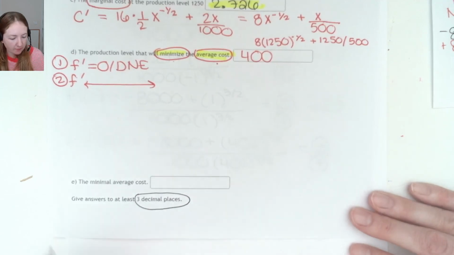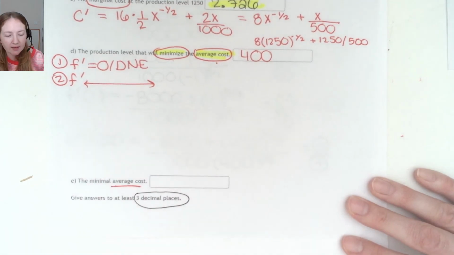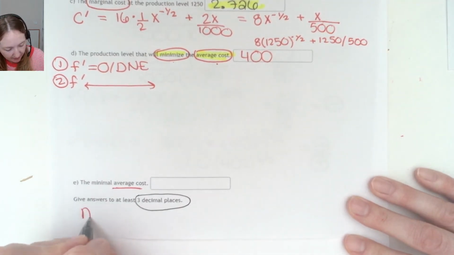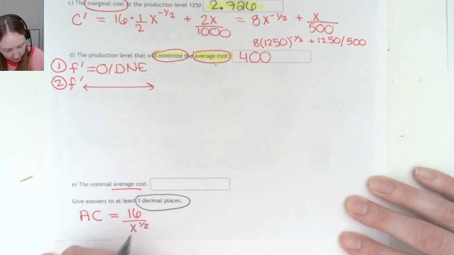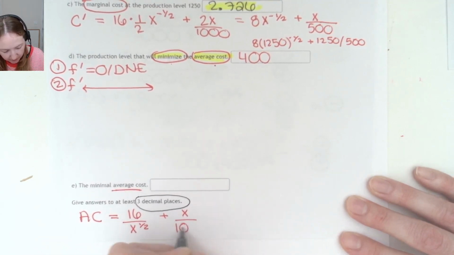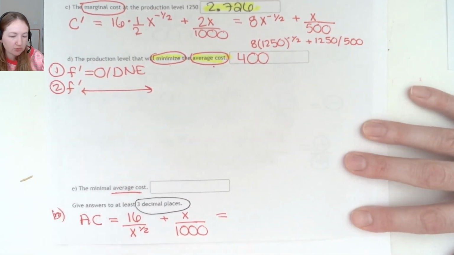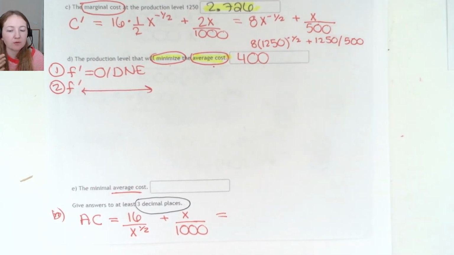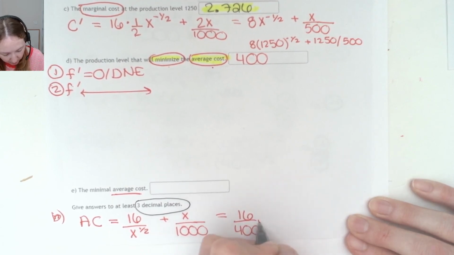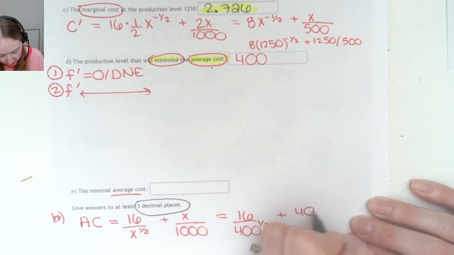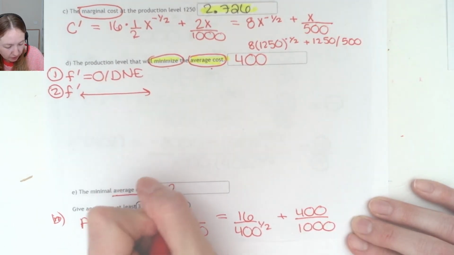And then to find that minimum average cost, we will simply plug in to the average cost function. So again, my average cost function was 16 over x to the 1/2 plus x over 1,000. And again, that's from part B. We're plugging into that original function, not the derivative, but the original function. And that will give us 16 over 400 to the 1/2 plus 400 over 1,000. And that will round to just 1.2.